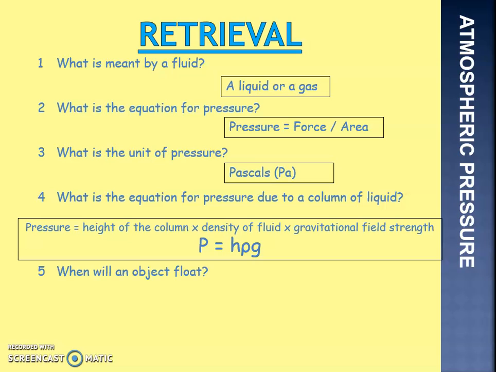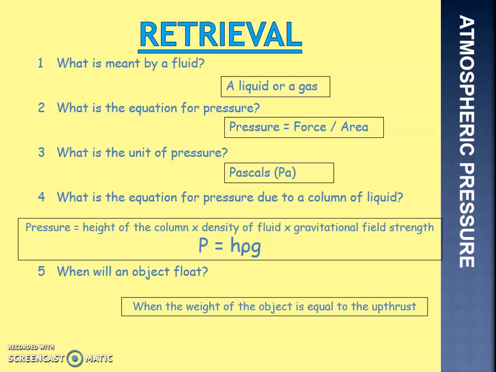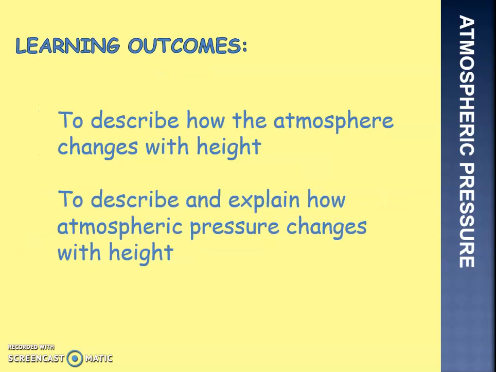And question 5. When will an object float? The object will float when the weight of the object is equal to the upthrust that's provided to the object. Okay, so today we're going to be looking at how the atmosphere changes with height and looking at how we can describe and explain how atmospheric pressure changes with height.